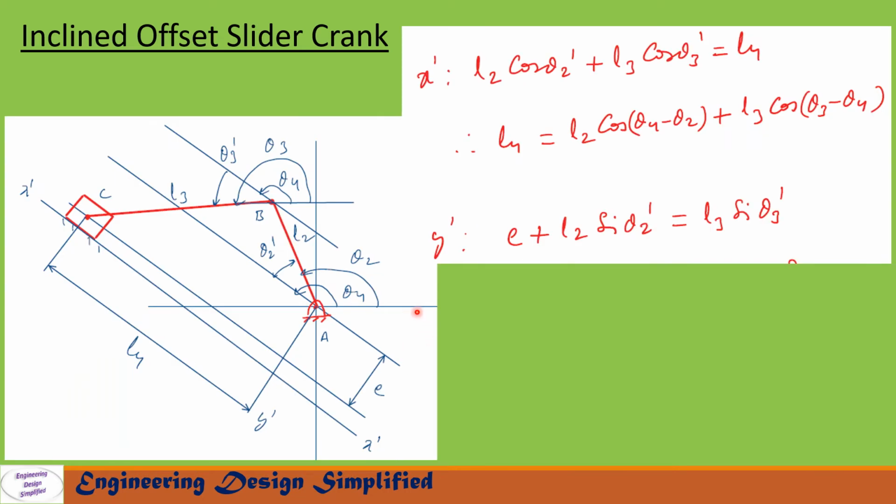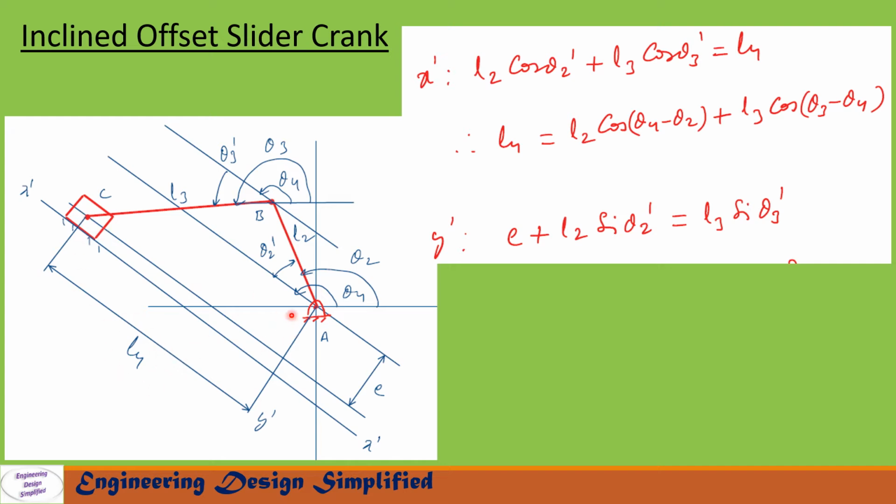From this diagram, this axis is x, this vertical axis is y, and this inclined axis is x prime, axis perpendicular to this inclined axis, let us call that y prime. So distance between crank center and slider, let us call that L4.